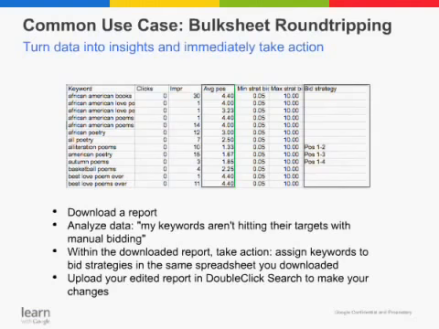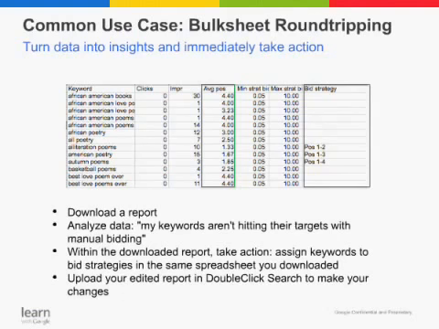All right, so now that we've gone through reporting and bid optimization, let's look at examples of how you'd use these together. So I talked earlier about surfacing actionable insights via bulk sheet round tripping, which is the ability to pull a report, make edits within that report, and then upload it back into DoubleClick Search to update your accounts. So when might you want to use this feature?